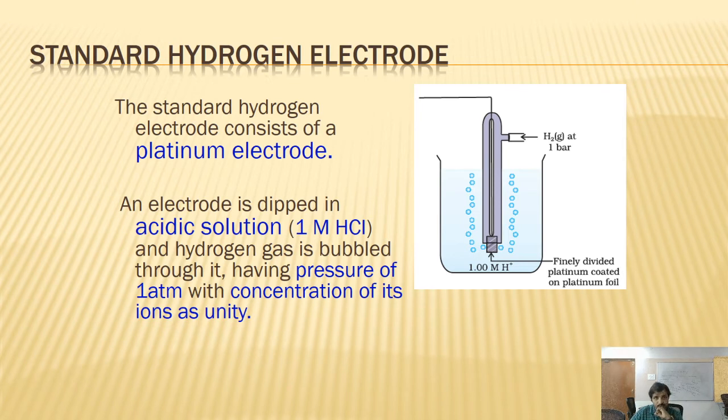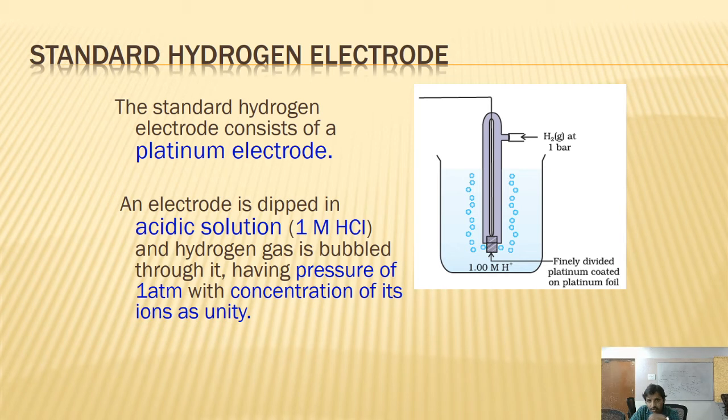Now, the standard hydrogen electrode. The standard hydrogen electrode is a reference electrode which is used to calculate the electrode potential of other metals. Now let us see here. The standard hydrogen electrode consists of a platinum rod, and the electrode is dipped in the acidic solution of 1M HCl.